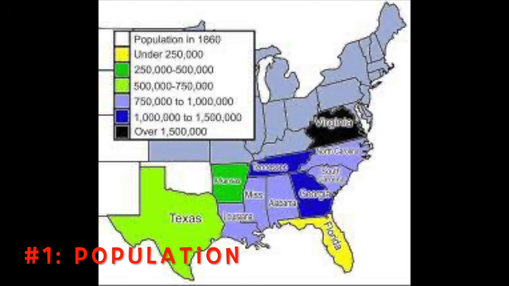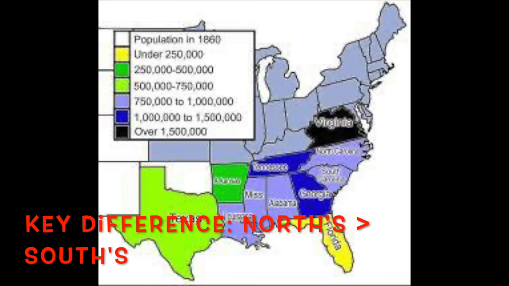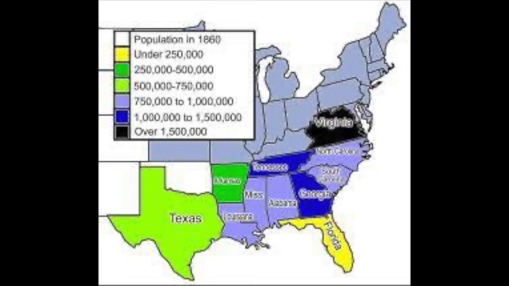The first one is population. The North's was simply much greater. Right before the Civil War, the 1860 census estimated that there was about 21 million people living in the northern states, compared to just 9 million people living in the South. And of those 9 million, around 3,500,000 were slaves. Because of this population disparity, the South began to feel like it was losing political power in the years leading up to the war.